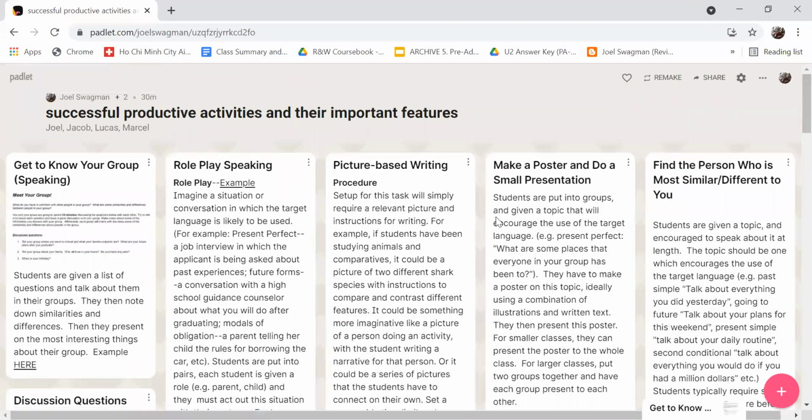Welcome to our presentation on successful productive activities and some of their important features. First activity we're going to look at is a speaking activity called Get to Know Your Group.